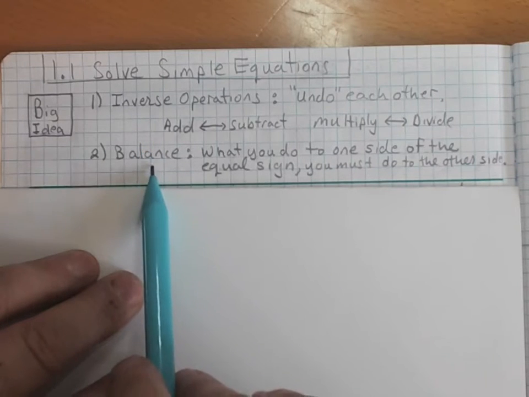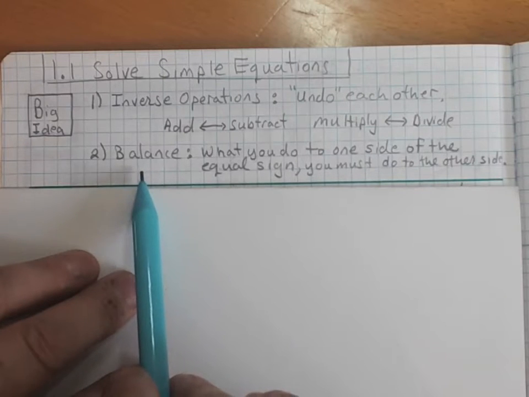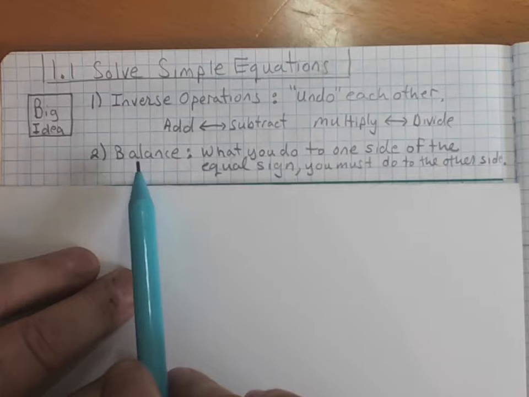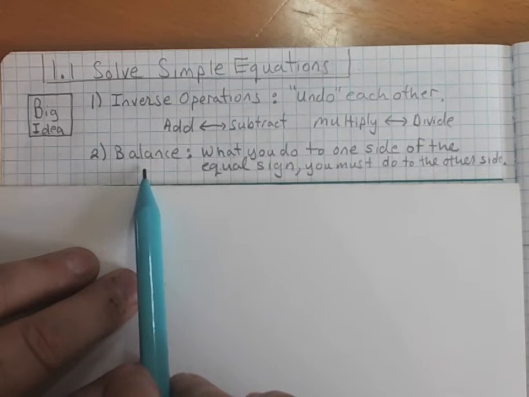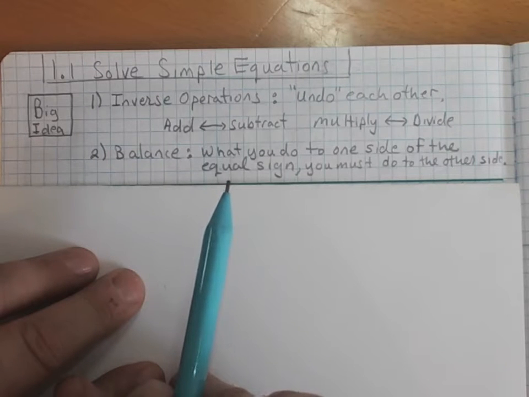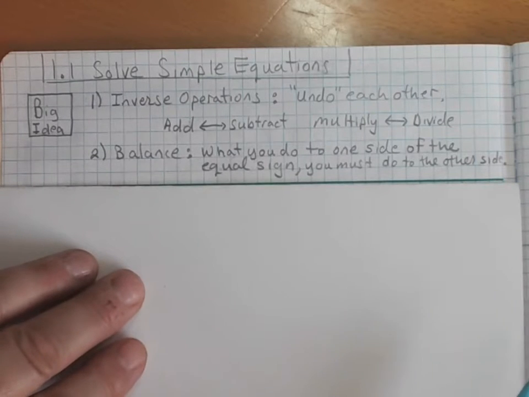And then the second idea is that of balance. When you make a change on one side of an equal sign, you must do that same exact change on the other side to preserve the solution or the value that would be obtained in the solving process. So keeping the balance preserves the solution at each step of the way. If you don't do the balance, then the solution you end up with might not be the solution of the original equation. So balancing is vital. All right, so we're going to do some examples now.